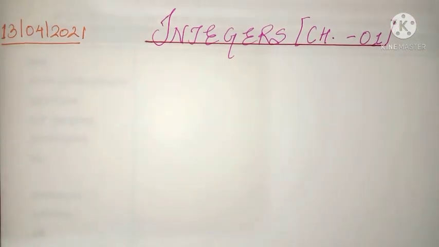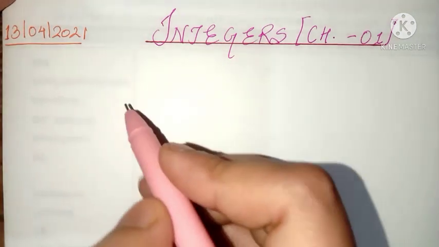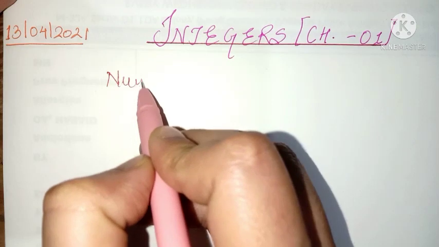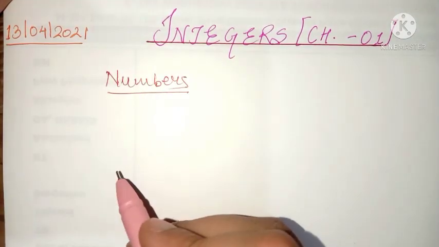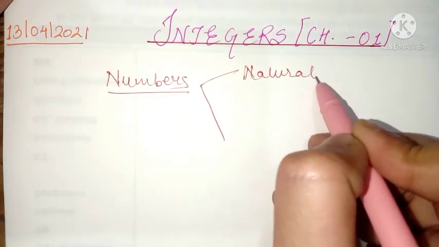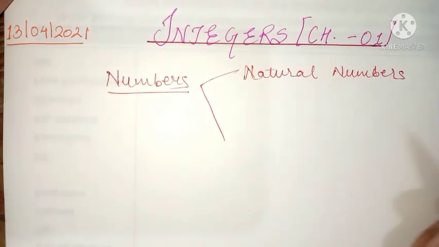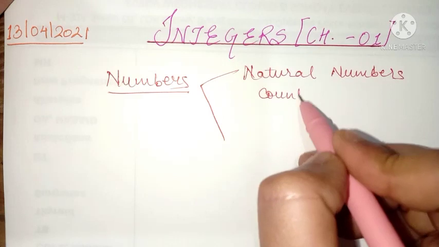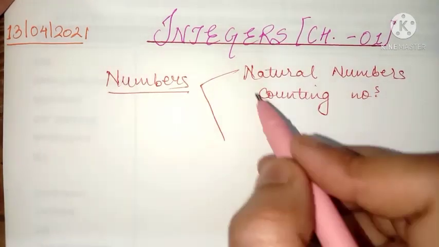First, let's recall what you have studied in class 6 about integers or the things related with integers. From there you already have an idea about what numbers are. You have studied a lot of types of numbers. For example, you have studied natural numbers first of all. What are natural numbers called other than this name? These are called counting numbers. And you know about it.